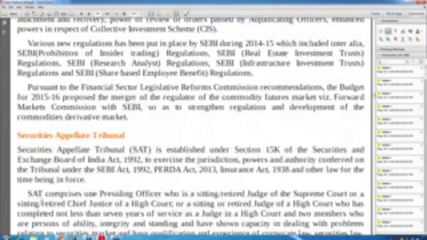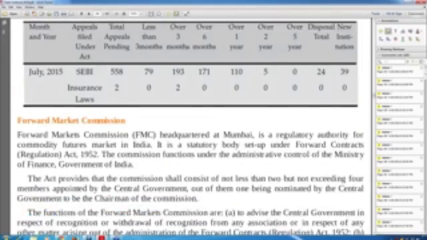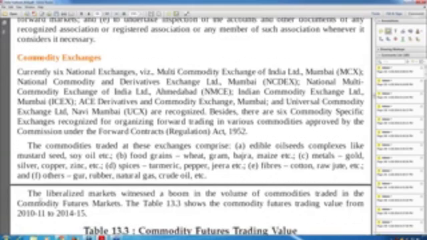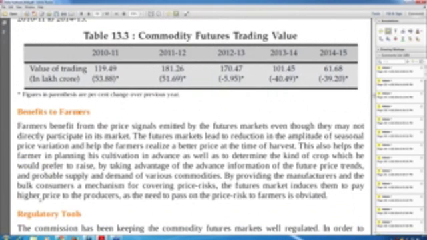So in page 363, you have benefits to farmers, that is, please mark it as mains. In paper 3, you can get a direct question on what is the benefit of commodity exchanges and forward market, that is future markets to farmers. This can be a question, so please be careful.